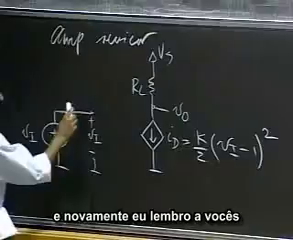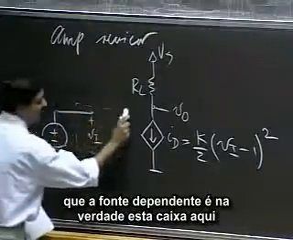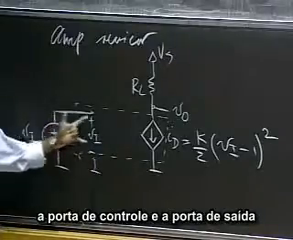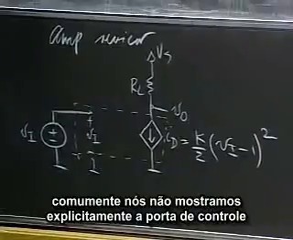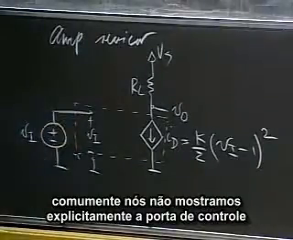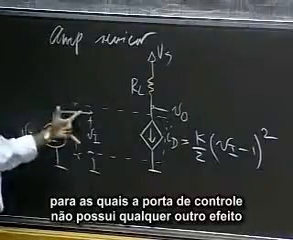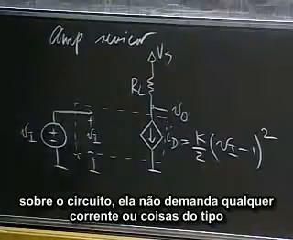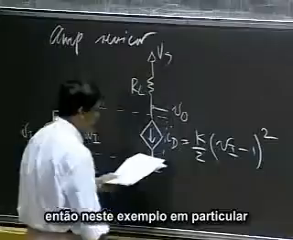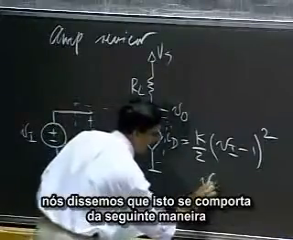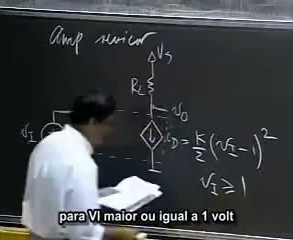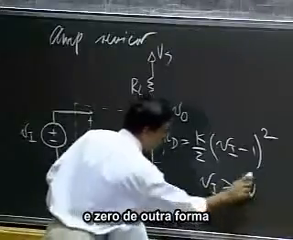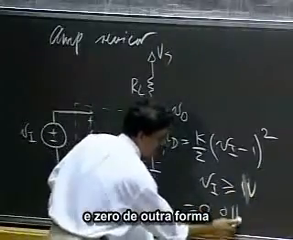And again, I'll keep reminding you, just remember that the dependent source is actually this box here. Okay? The control port and the output port. And commonly, we don't explicitly show the control port for those dependent sources for which the control port does not have any other effect on the circuit, like it doesn't draw any current or things like that. So in this particular example, we said that this behaved in the following manner for Vi greater than or equal to 1 volt. Okay? And ID was 0 otherwise.